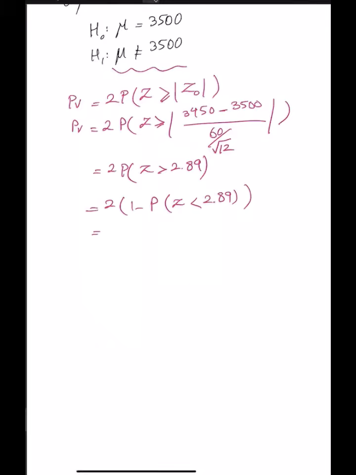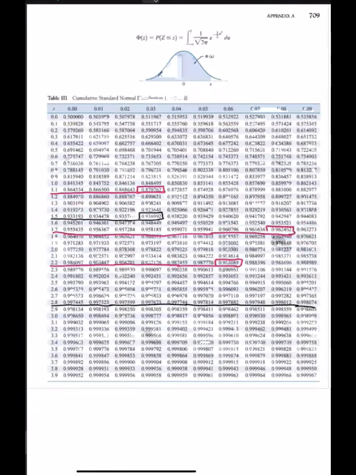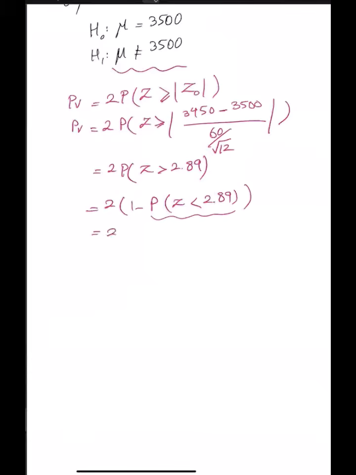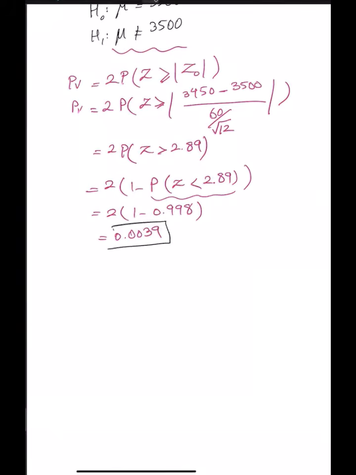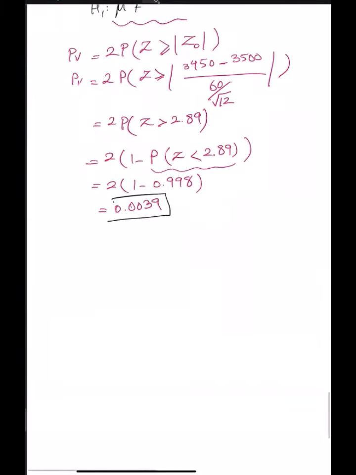And this probability we can find from the table. 2.89, so that's this value here, 0.998. That's 2.8, and this is the column related to 0.09. So that's the probability associated with 2.89, that's 0.998. So 2 times 1 minus 0.998, and that's going to be 0.0039. So that's going to be our p-value, the smallest level of significance at which we are going to reject the null hypothesis. So let's look at part B.